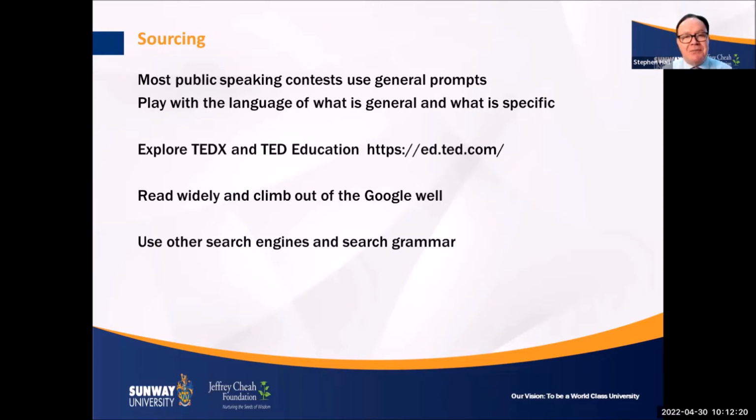Now, in sourcing, I know everybody wants to use Google. But Google is just one search engine, very dominant, but just one search engine. And as I will show you later, Google is but a small part of the information that is on the web. So you really want to read as well and climb out of the Google well. You know, there's a Chinese story about being stuck in the well and thinking it's the whole ocean. So when you're sourcing information, use other search engines and search grammar.